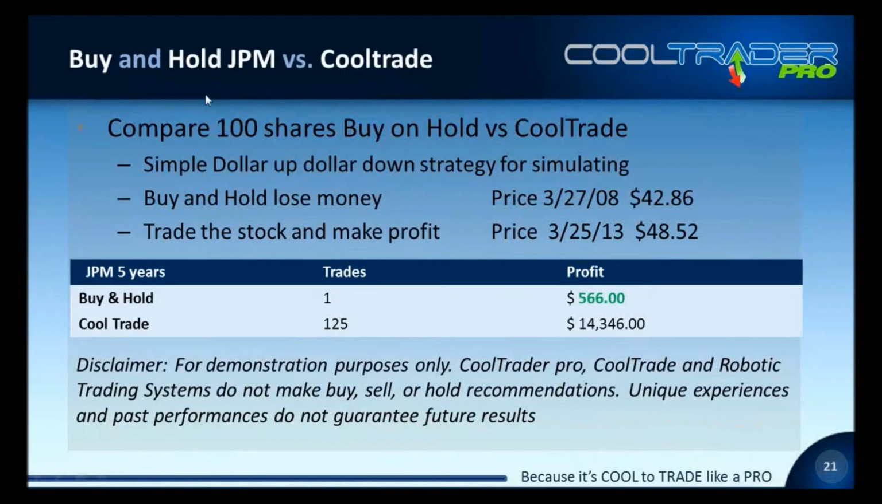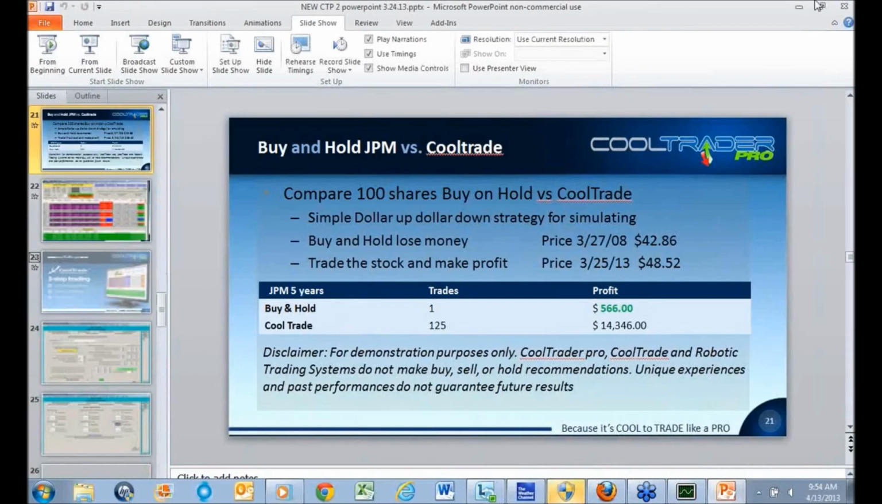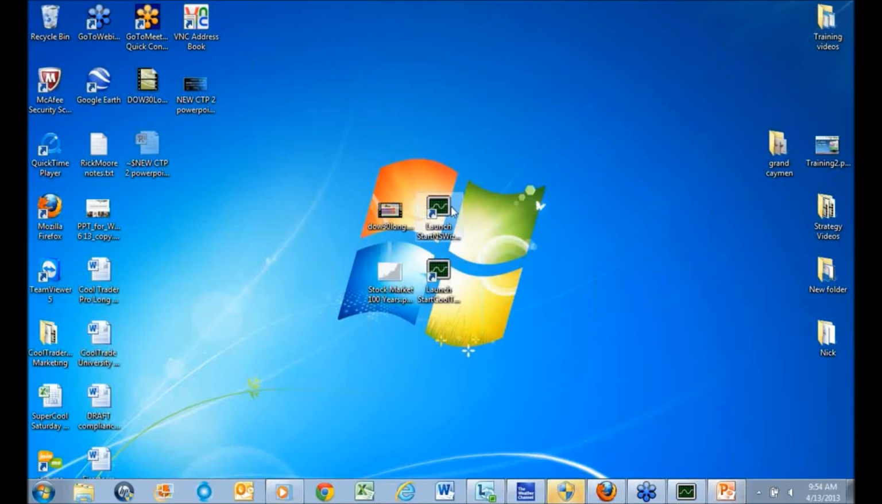So, this is 100 shares buy and hold versus CoolTrade. Now, this is a little different strategy. This is a dollar up, dollar down strategy. But buy and hold, you made $566. CoolTrade would have traded the stock 125 times for $14,346. That's a huge difference. All right, so I'm going to back out of that, and let's take a look at the strategy wizard real quick.